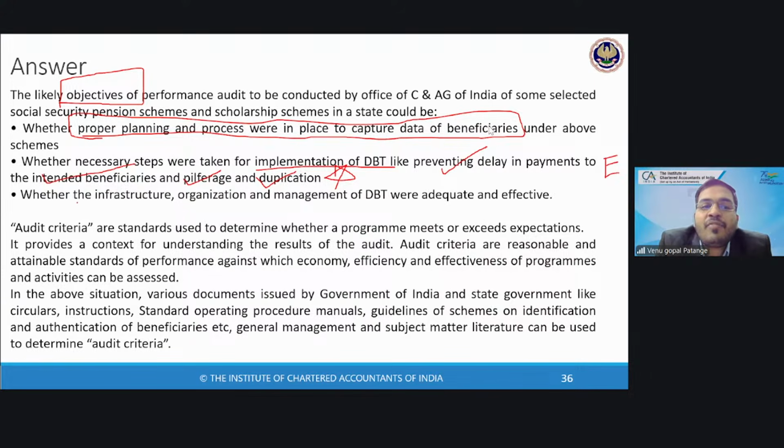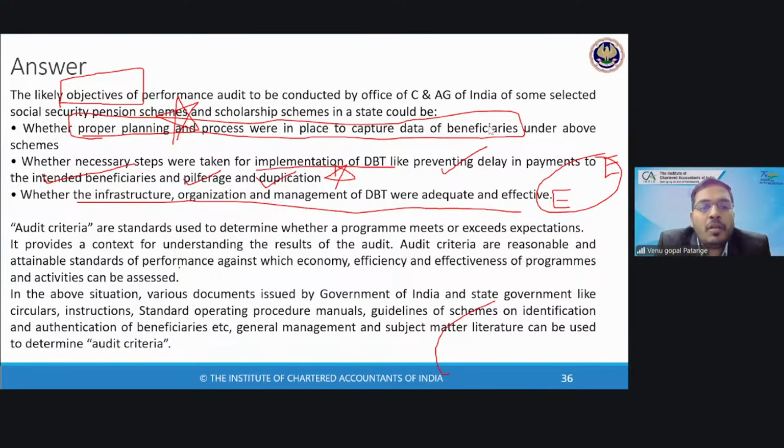And whether the infrastructure, organization, and management of DBT were adequate and effective. So whether the money is finally reaching the public, or is there pilferage? Whether theft has happened in between, meaning someone has taken away the money. Whether it is reaching A, the intended beneficiary, or B. Whether it is reaching in duplicate, where 10,000 has to be received but 20,000 is received. So these two are from the effectiveness point of view. This point is very common; planning process while implementing is a very regular point.